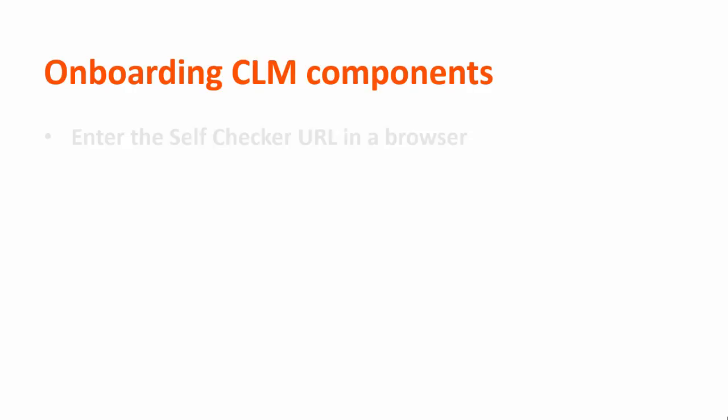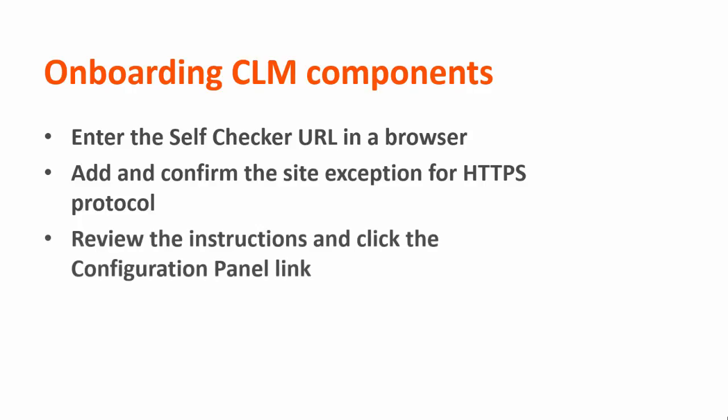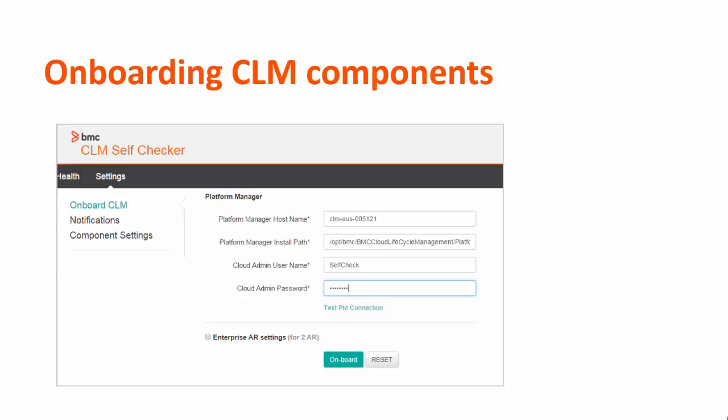In a browser, enter the Self-Checker URL. If you configured the HTTPS protocol, your connection is initially distrusted in the browser. Add and confirm the site exception. In the CLM Health window, review the instructions and click the Configuration Panel link.